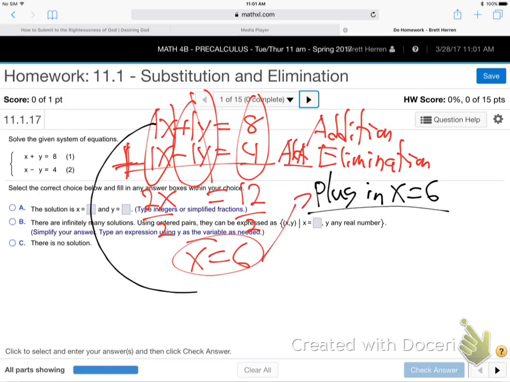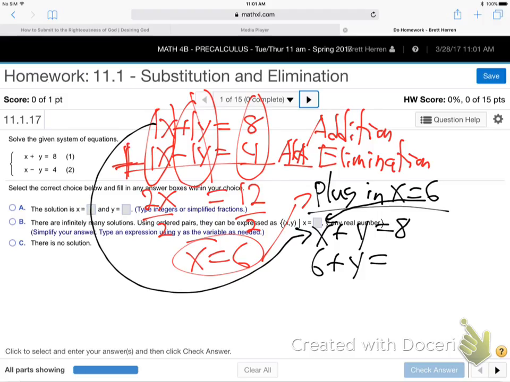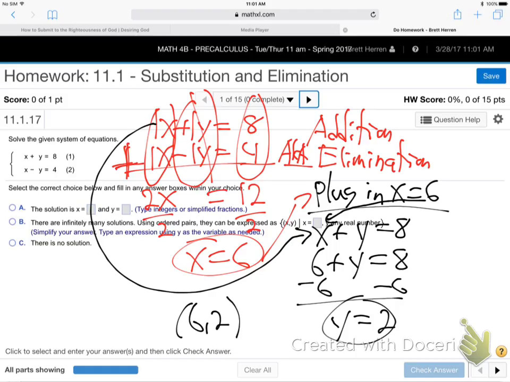So I'll just grab the first one, x plus y is 8. Put in the 6: 6 plus y is 8. Subtract 6, y is 2. We're done. 6 comma 2, x comma y. Remember all that kind of stuff? How could you check it to make sure it's really right? Just go back to the original. 6 plus 2 is 8. 6 minus 2 is 4. True. So that's the answer.